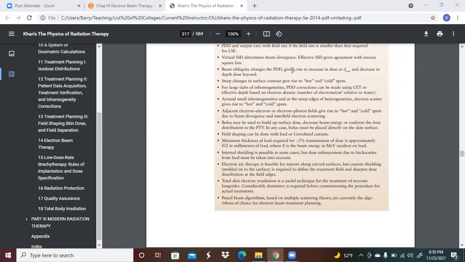Beam obliquity changes the PDD, giving rise to an increase in dose at D max and a decrease in dose at depth beyond. In other words, if you're not perpendicular to the surface and you start changing the direction that you want that beam to go in, this is what's going to start to happen. You're going to see an increase in dose at D max and a decrease in the depth dose beyond that. You're somewhat limiting the ability of the beam to treat, but in some instances, you might want that.